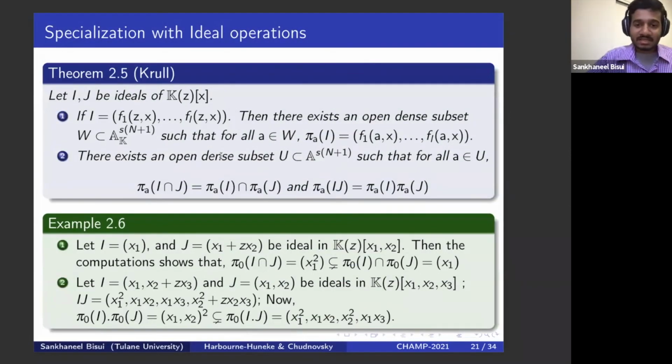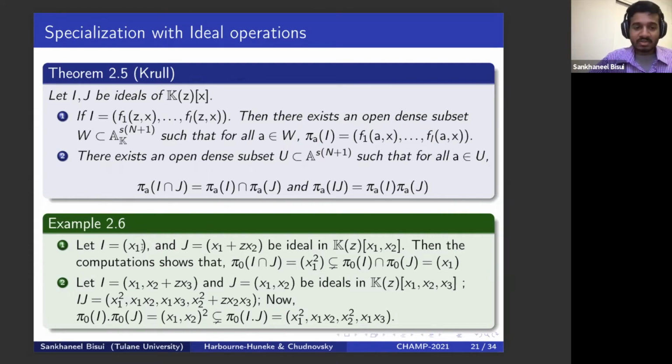And the next theorem says that if we take two ideals I and J inside the bigger ring, then the specialization of the intersection is the intersection of the specializations, but that happens only on an open set. Similarly, the specialization of the product is going to be the product of the specializations, but again that will happen on an open set. Now, a natural question is whether that open set is proper. The answer to that is, as you can guess, yes.